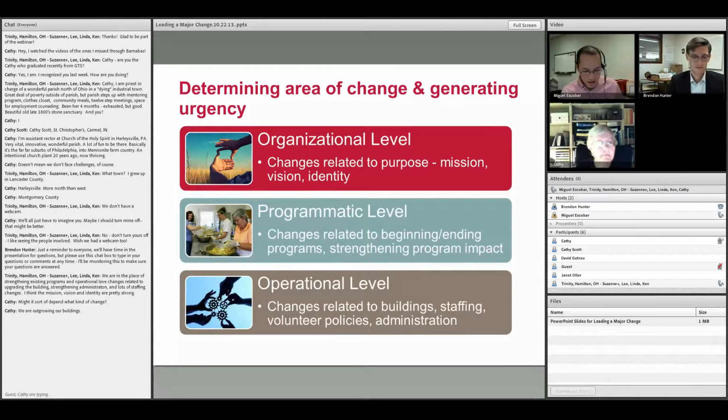Well, I wrote, we are in the place of strengthening existing programs and operational level changes. What someone just described in the chat box is very common whenever we ask congregations what have you most needed in the past 6 months, what are you needing the most in the next 6 months. Oftentimes at the very top of the list is a sense of purpose, which is really, I think, a really striking thing that congregations need.